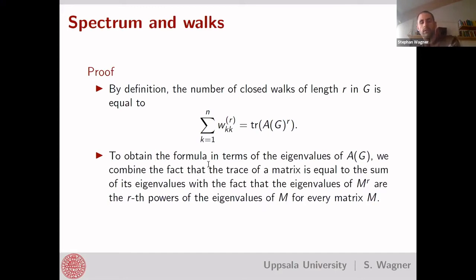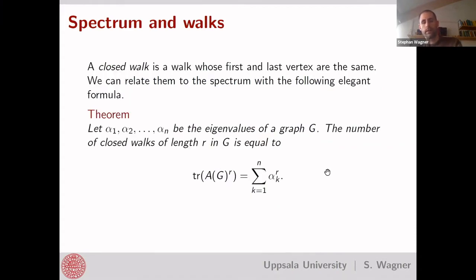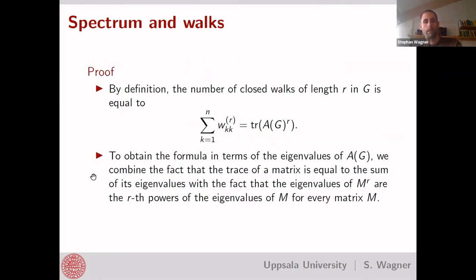So all we now have to do is to combine some facts from linear algebra, specifically the trace of a matrix is equal to the sum of its eigenvalues. It's a famous result on eigenvalues. And the eigenvalues of an rth power are just the rth powers of the eigenvalues. Combining that, I'm getting exactly the formula that I was claiming, namely the rth powers of the eigenvalues summed over all k. That gives me exactly the number of closed walks of length r.